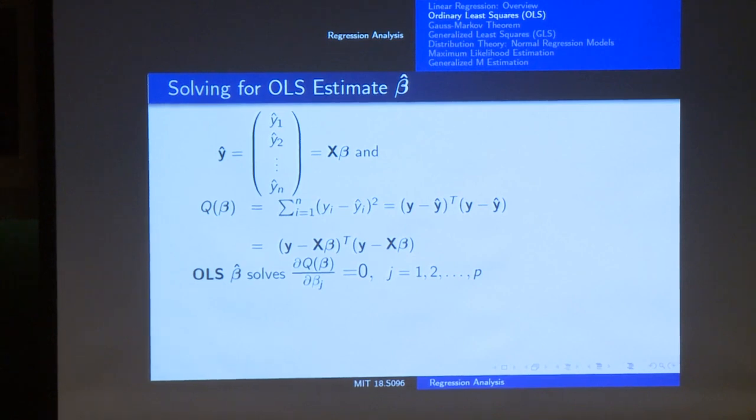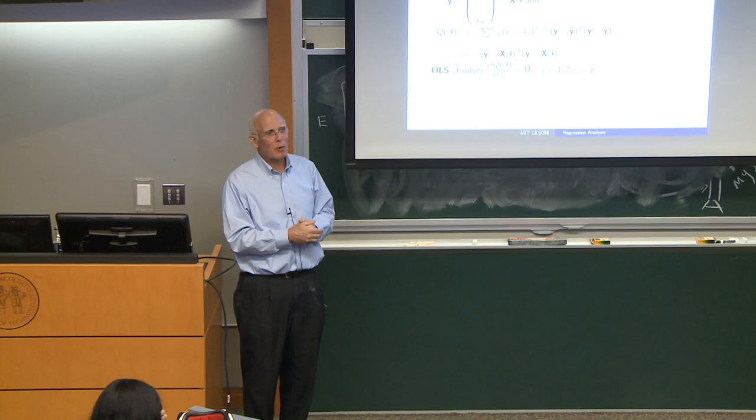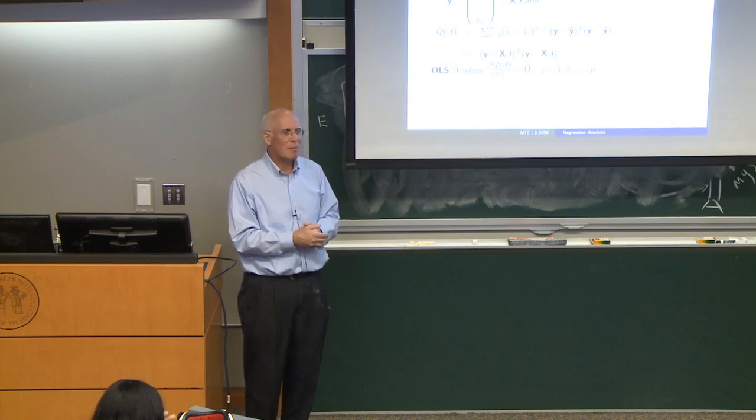Now, that's in fact true, but who can tell me why that's true? Seth? Very good, Seth. If we want to find a minimum of Q, and it's a smooth function, it will have a minimum where the slope equals 0. Now, how do we know whether it's a minimum or not? Could be a maximum.